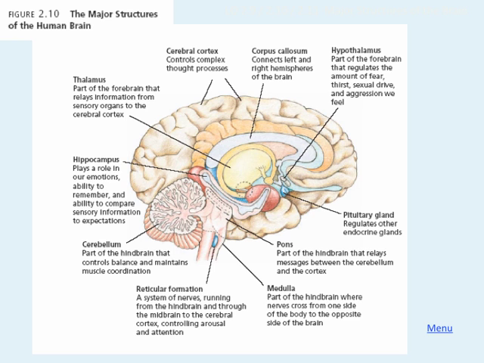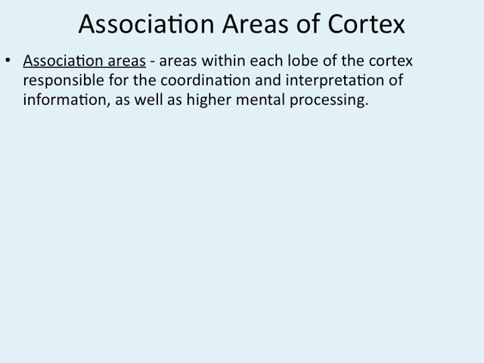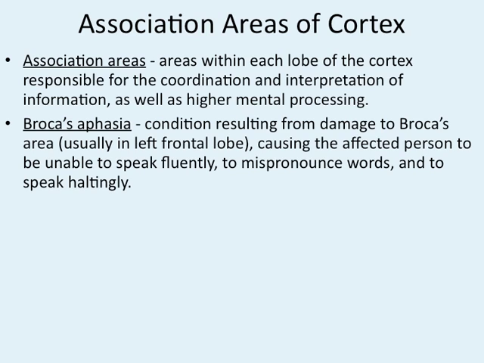The pons is part of the hindbrain that relays information from the cerebellum to the cortex. It takes the information and brings it into the brain, where the thalamus is the one that sends the information to where it needs to go. The pituitary gland regulates all the endocrine glands throughout our body, regulating hormones, all of that wonderful stuff. Now, the association areas of the cortex are areas within each lobe of the cortex, responsible for the coordination and interpretation of information, as well as higher mental processes. Within each lobe, we're coming across different areas within it.